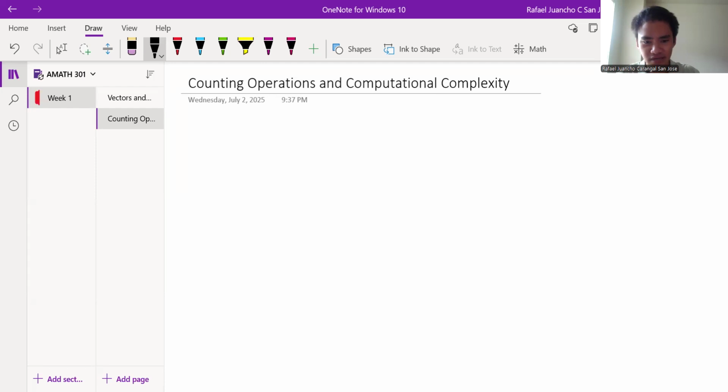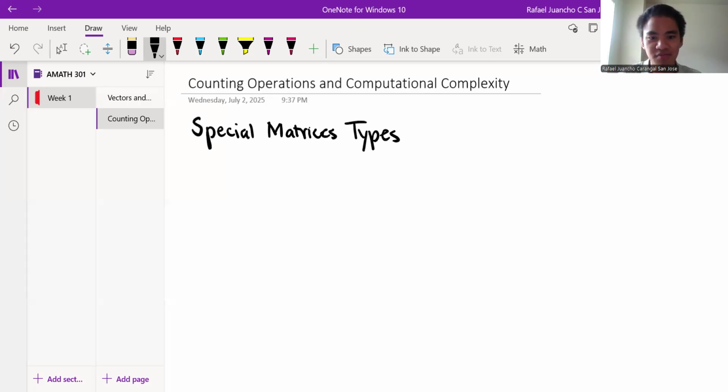So let's start off by looking at matrices, specifically different types of matrices. We actually have a couple of special types of matrices. So first we have a diagonal matrix. So that's one type. Now, what do I mean by a diagonal matrix?